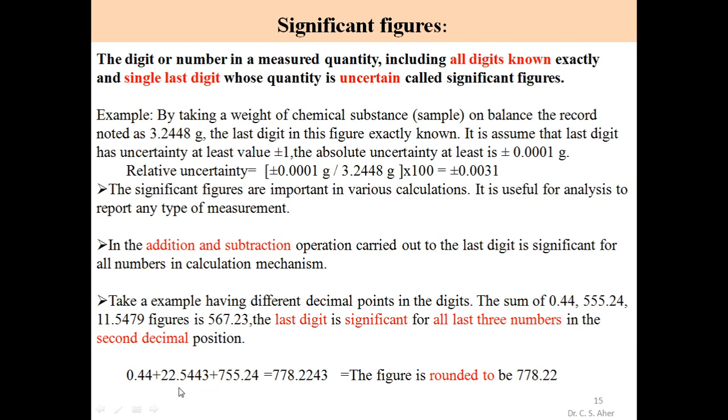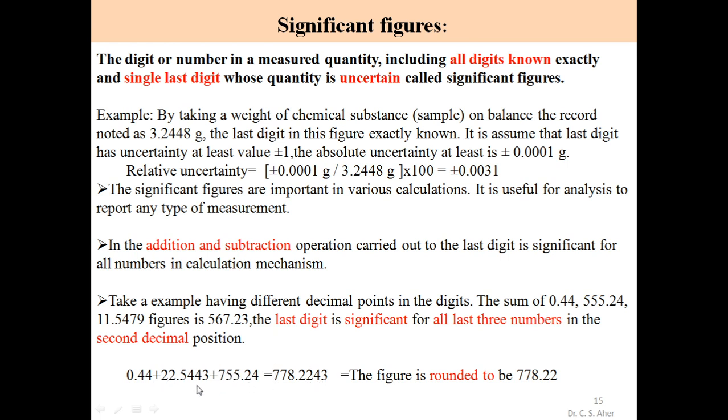See, when we add these three numbers, 0.44 plus 22.54443 plus 755.24, after addition what answer do we get? This answer is 778.2243. So this is the final answer of the addition of these three figures.